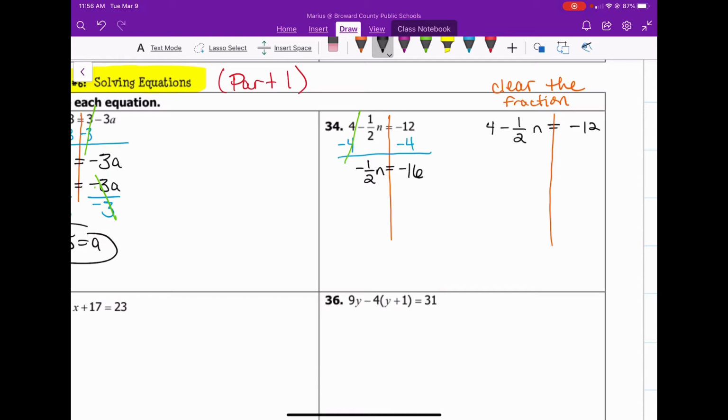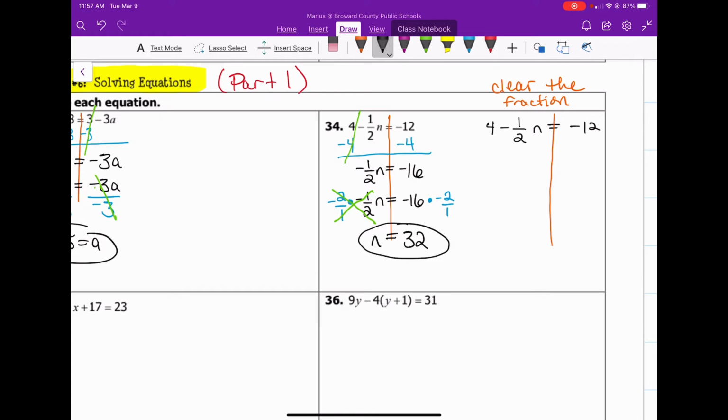At this point, you're going to see me rewrite this, and I'm going to multiply both sides by the reciprocal of that fraction. Instead of negative 1/2, it's going to be negative 2 over 1. I'm going to multiply both sides by negative 2 over 1. On the left side, the fraction multiplied by its reciprocal cancels out and just makes positive 1, so we have positive n. Now we need to simplify this. We have negative 16 times negative 2. A negative times a negative is a positive, and 16 times 2 is 32. So this would be positive 32.